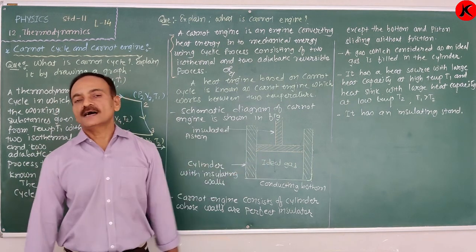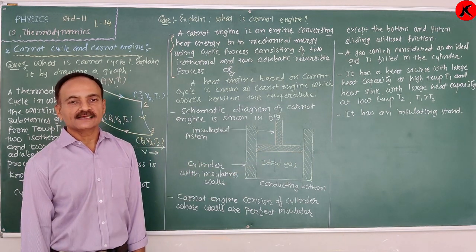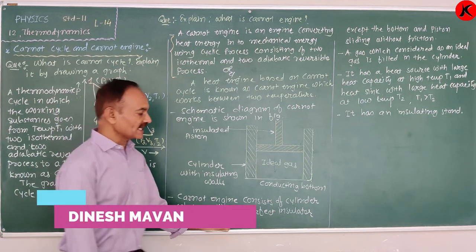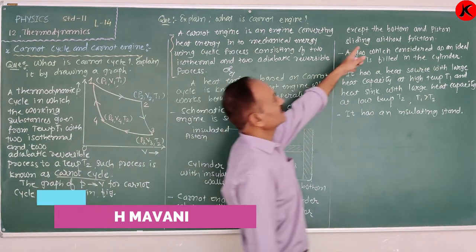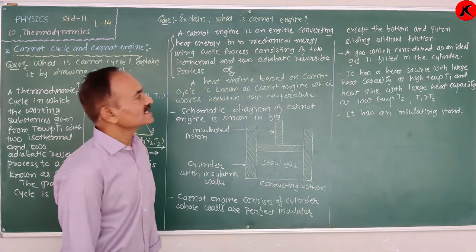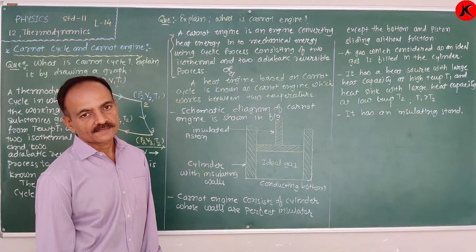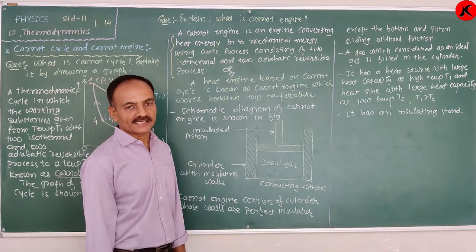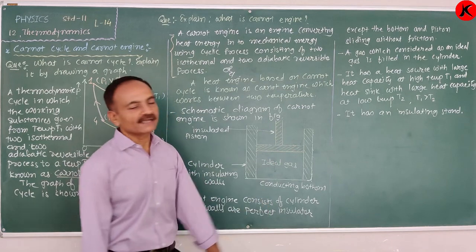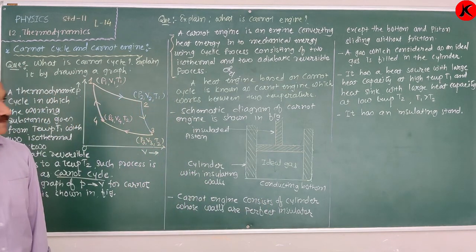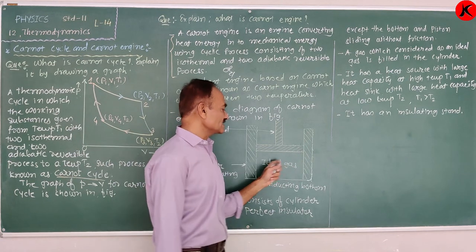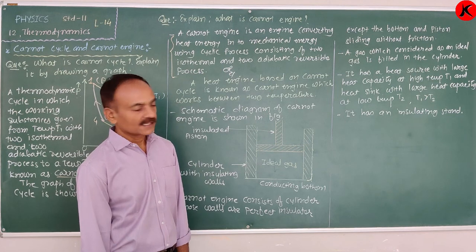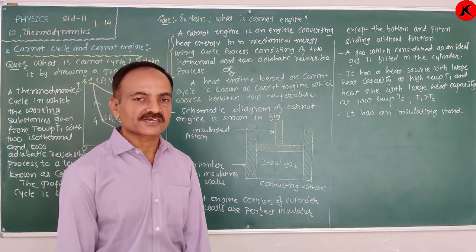Here we consider the ideal gas as the working substance. The Carnot engine consists of a cylinder whose walls are perfectly insulated except the bottom, and a piston sliding without friction. The bottom is conducting while the wall and piston are perfectly insulated. Now, a gas, which is considered an ideal gas, is filled in the cylinder. Here the ideal gas is the working substance.